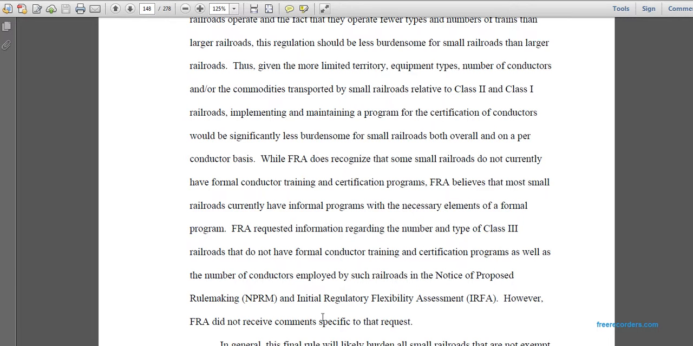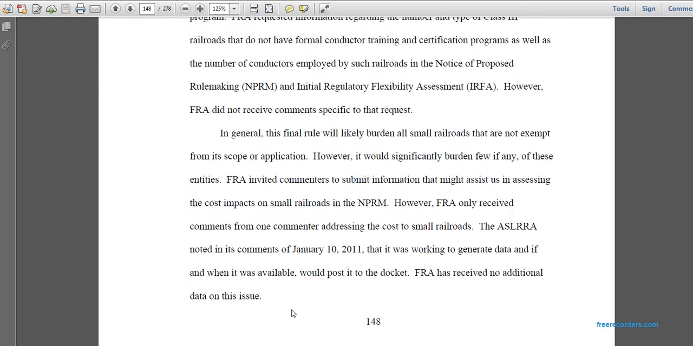Initial Regulatory Flexibility Assessment, RFA. However, the FRA did not receive comments specific to the request. In general, this rule will likely burden all small railroads, with the exception of those outside its scope and application. To assess the burden on any entities, the FRA invited commenters to submit information that might assist in assessing the cost of the impact on small railroads in the notice of proposed rulemaking. However, the FRA received comments from only one commenter addressing the cost to small railroads.